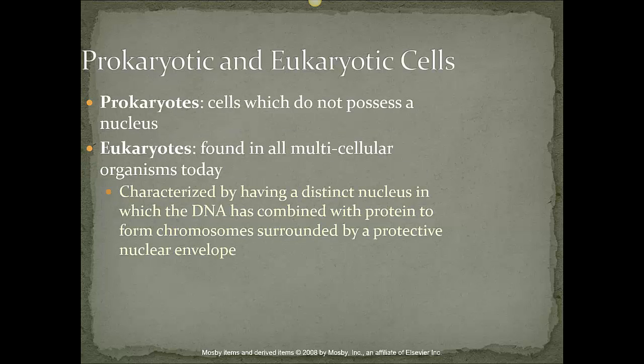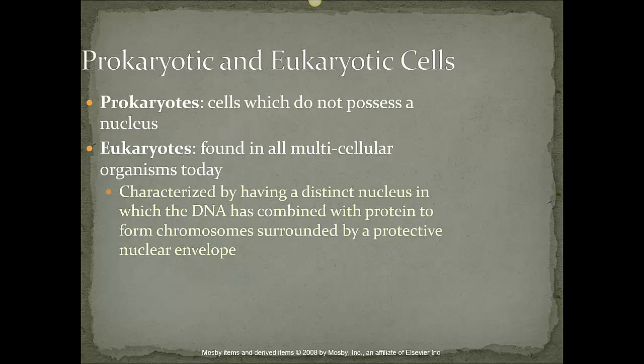So we look at prokaryotic and eukaryotic cells. Prokaryotic cells are cells that don't possess a nucleus, so they're lacking a nucleus. This is pretty much bacteria. Eukaryotic cells are what we are made up of, and these are much larger cells that actually have a nucleus in them and a lot of organelles.